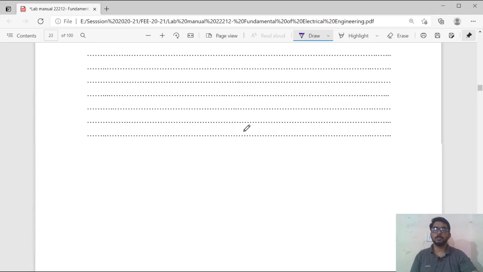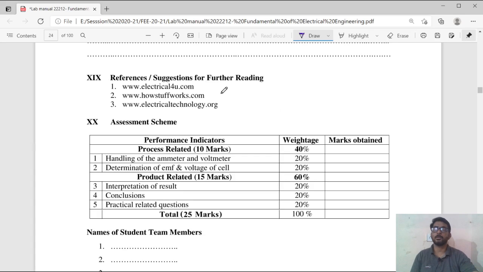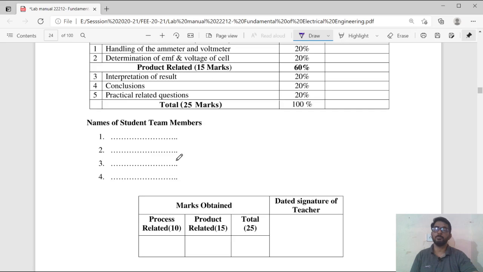So, this is the space for the answers. You can search the details again from the electrical books and other parts. Write the names of the team members available with you.